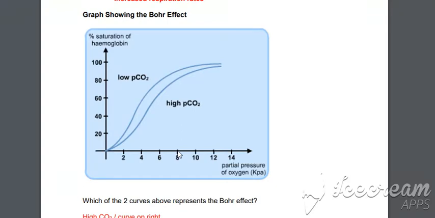Don't say the oxygen is loaded more readily, easily or quickly, or that more oxygen is loaded. It's not to do with the oxygen being loaded, it's the fact that it is unloaded at a higher partial pressure because the mouse hemoglobin has a lower affinity, therefore that oxygen can then be used.